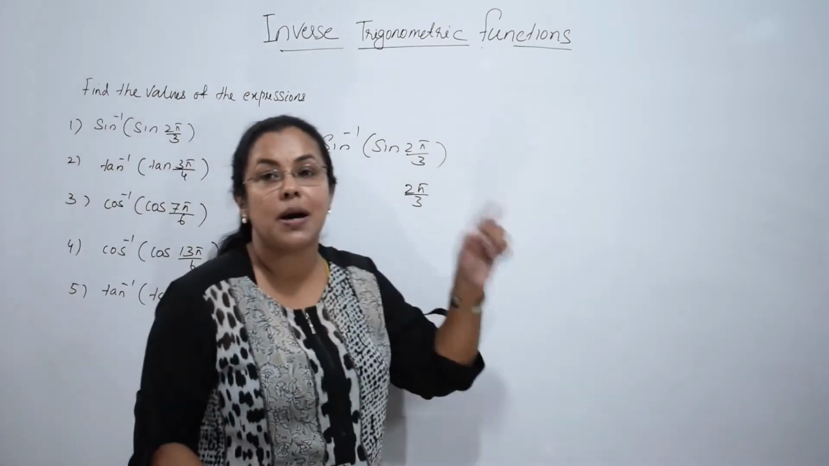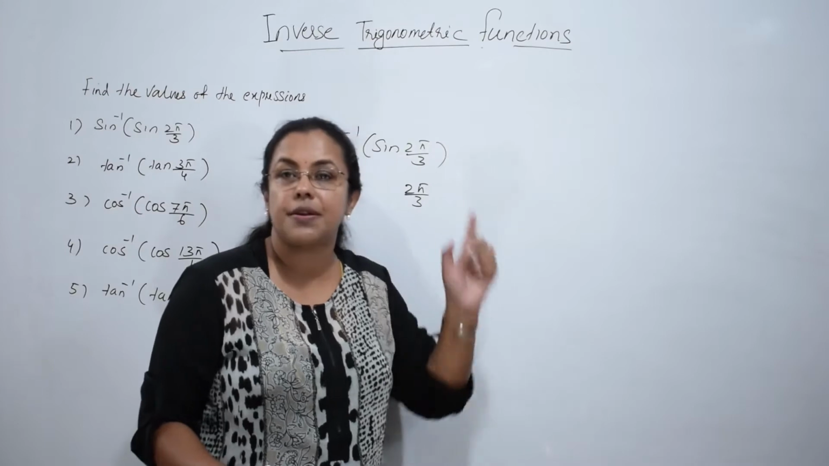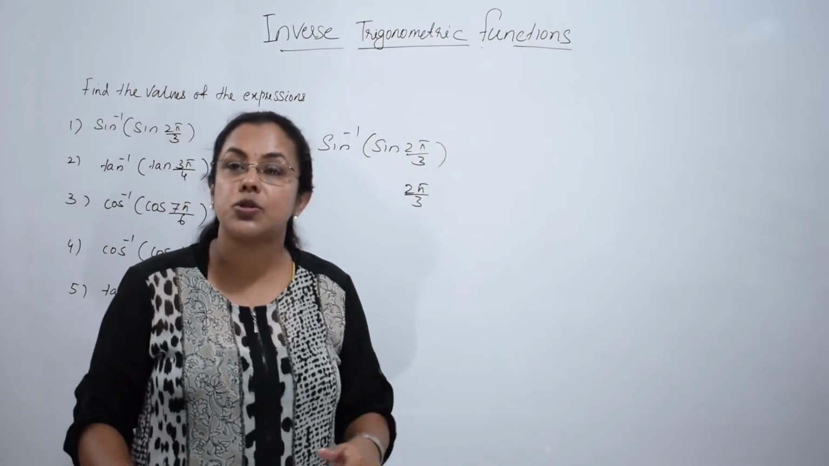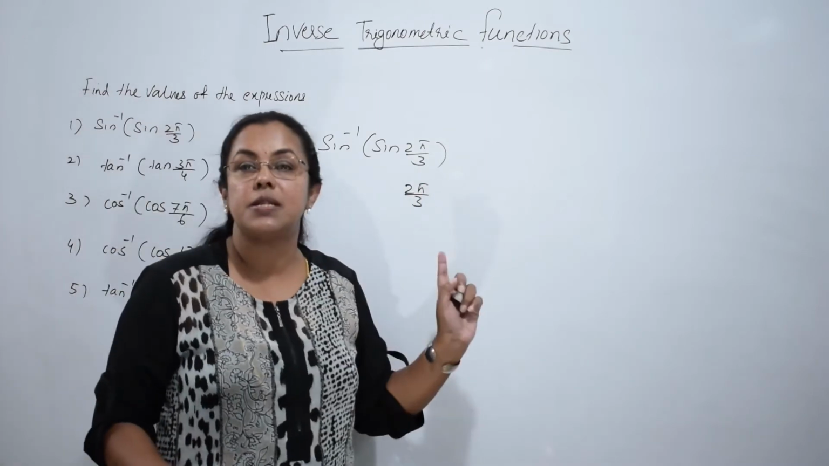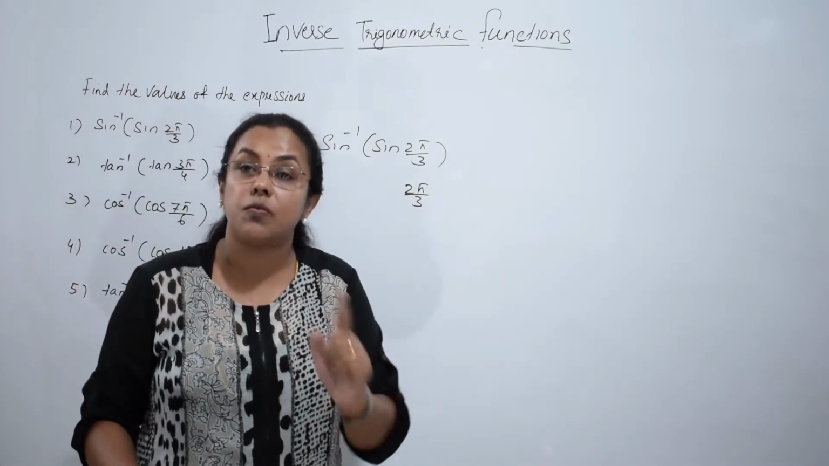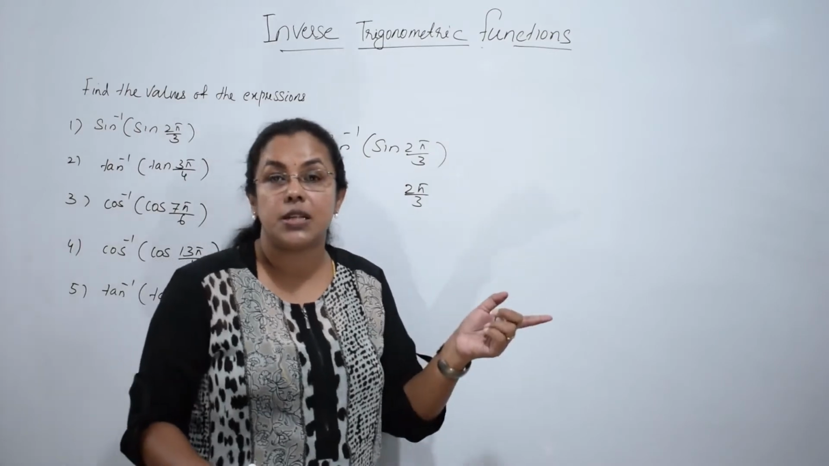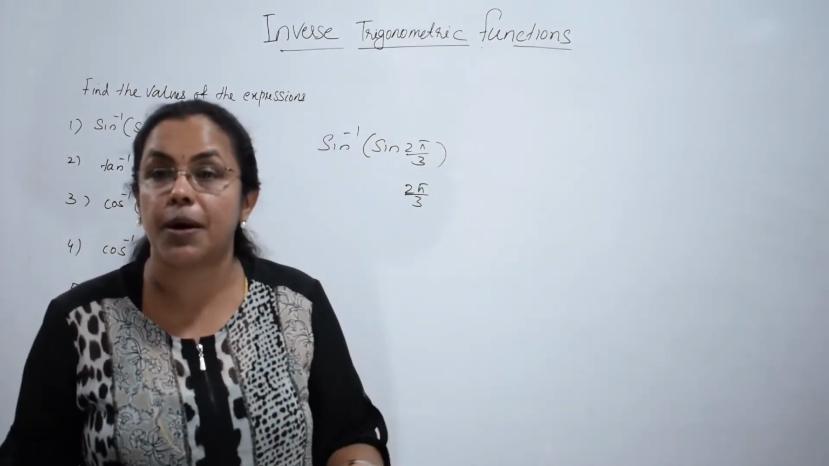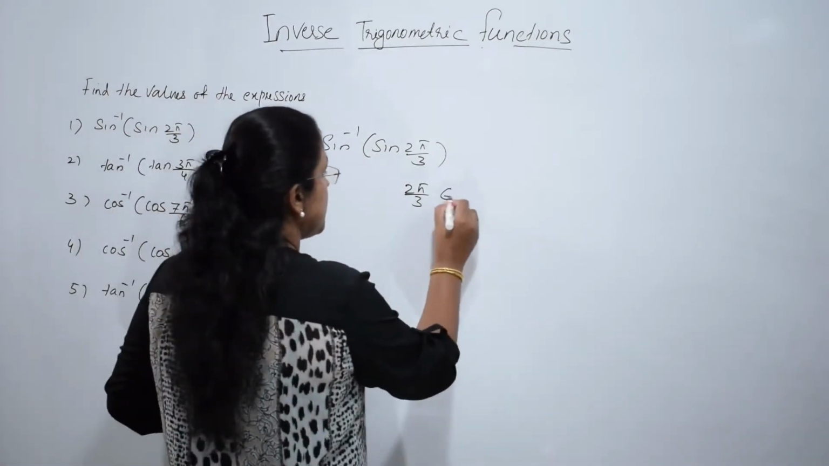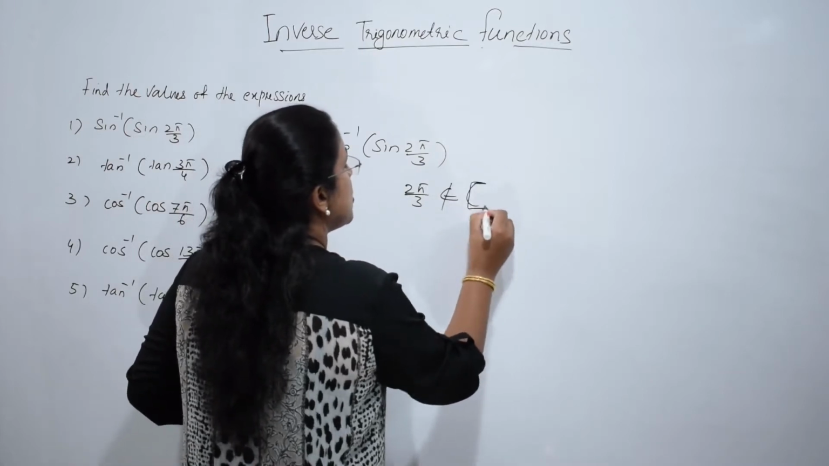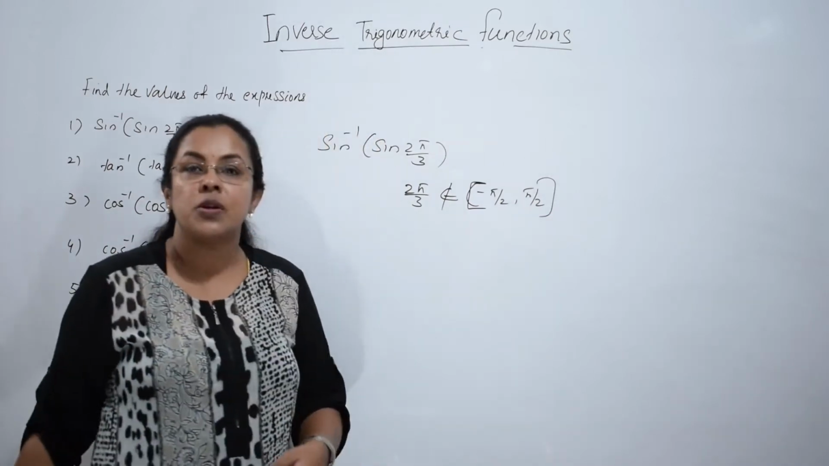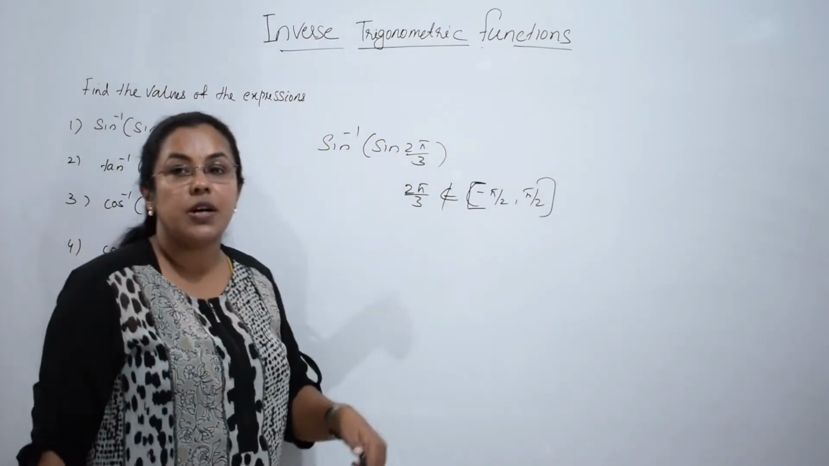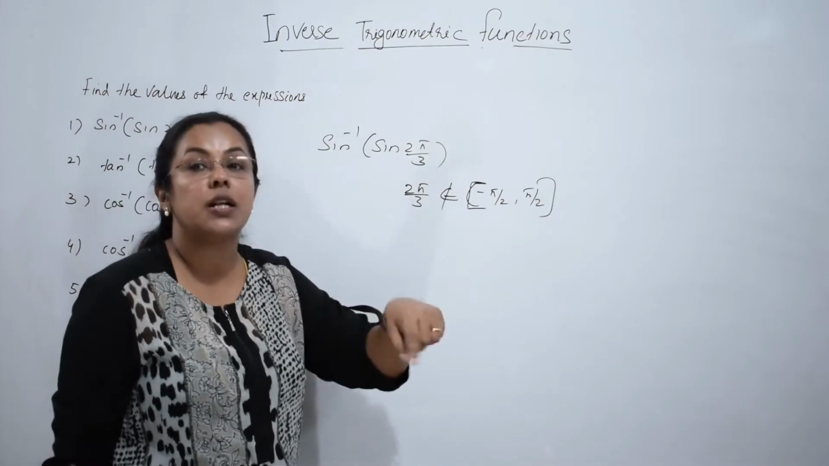Does it belong to minus pi by 2 to pi by 2? That is the range of sine inverse. This is pi by 3. Pi by 3 means 60. 60 into 2 is 120. 120 is not an element of the closed interval minus pi by 2 to pi by 2. So we have to convert this angle into that range.